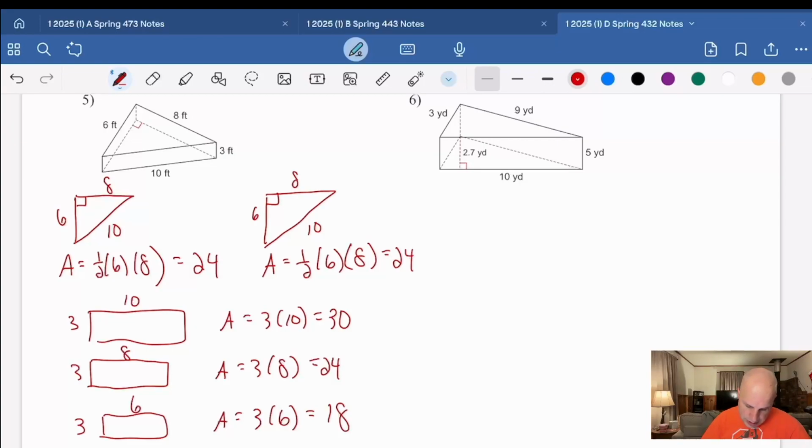So now to get my total surface area, I'm going to take these 5 areas that I found and add them up. 24 plus 24 plus 30 plus 24 plus 18. That adds up to be 120 square feet.